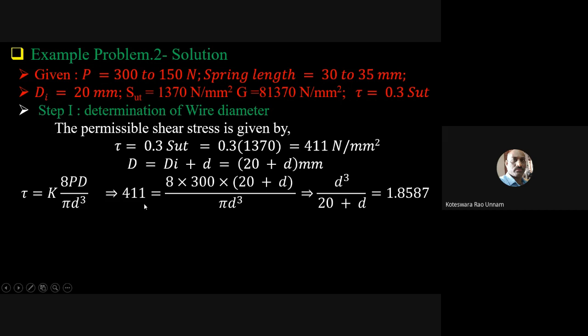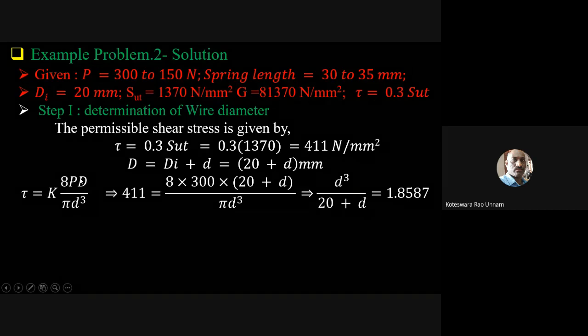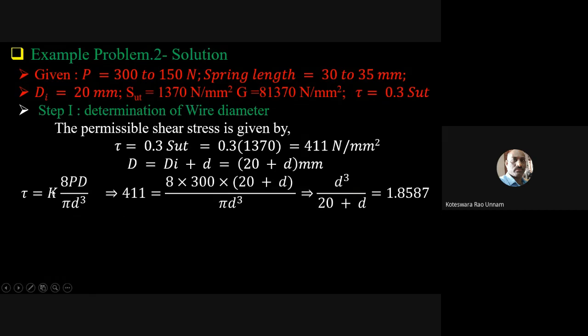In that, here two unknowns are there for you. In this equation, you don't know the K value, you don't know the small d value. Of course, capital D is also written in terms of small d, 20 plus d only. So it is written in terms of small d only. So two unknowns, one equation, you cannot solve it. Here K is unknown. To compute this K, you require C, that is the spring index.